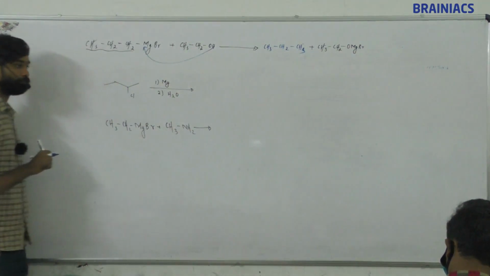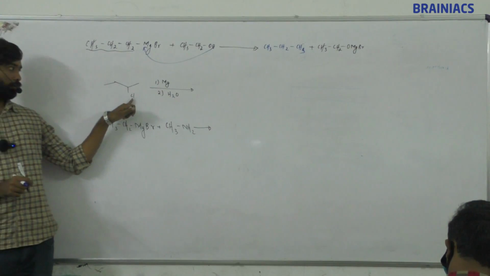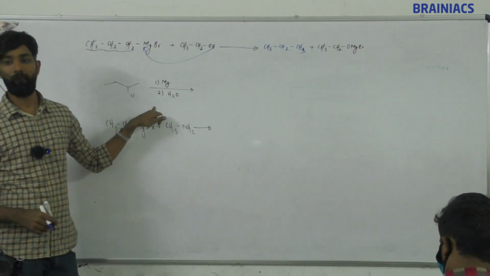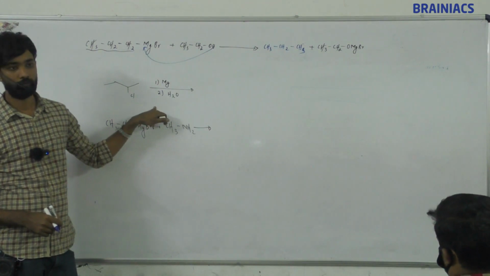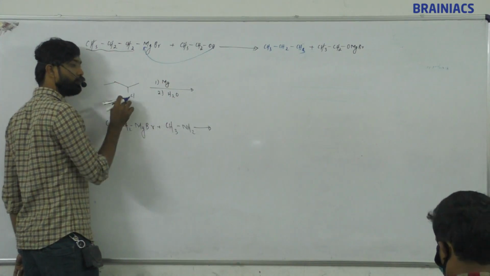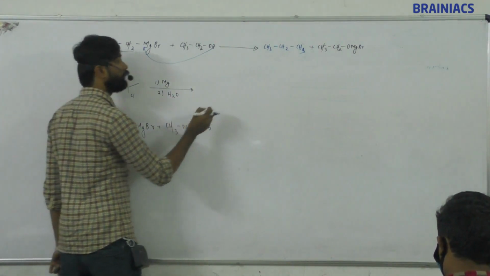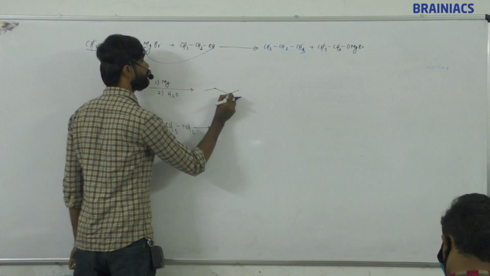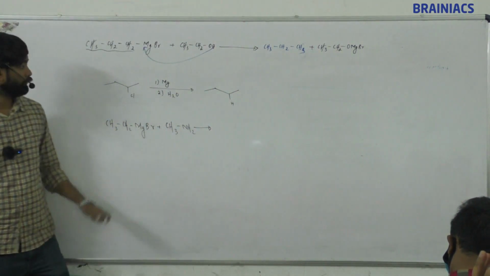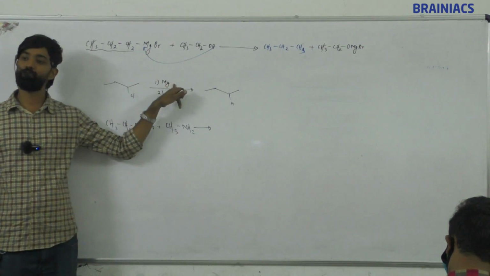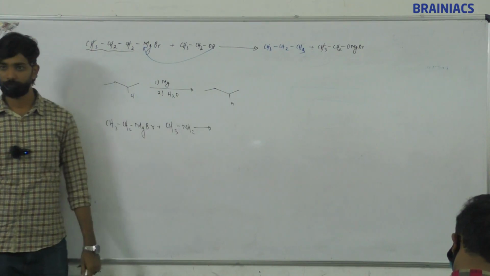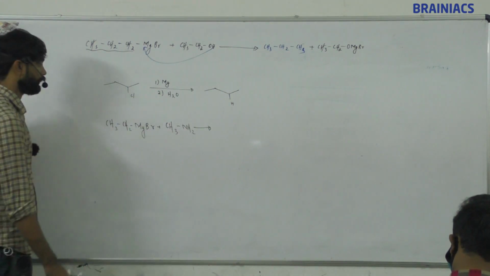What about the next? Reaction with magnesium becomes Grignard reagent, followed by hydrolysis becomes alkane. So it may form sec-butyl MgCl, then it becomes alkane. Alkyl halide with magnesium forms Grignard reagent, followed by active hydrogen species H2O, giving alkane. The very same reaction.